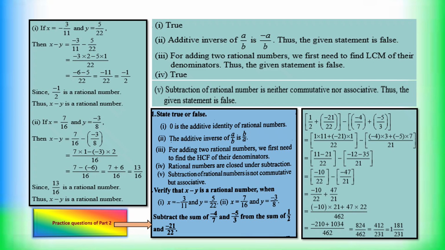Next, subtract the sum of minus 4 by 7 and minus 5 by 3 from the sum of half and minus 21 by 22. So find the sum of half and minus 21 by 22 first, and from that you deduct the first part, that is minus 4 by 7 plus minus 5 by 3. That is shown adjacent. So the entire LCM and how the two brackets are simplified is written in detail. Hope you have tried these, and now you can cross check what the mistake is, whether you could reach the answer with the detailed steps.